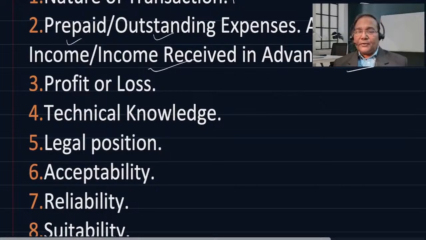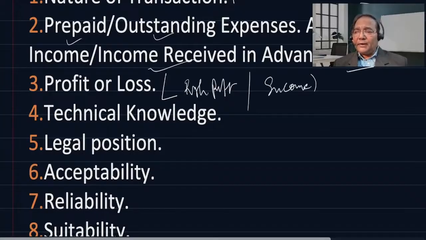Profit or loss. In this case, we get accurate profit in case of accrual basis. So right profit, whereas in case of cash basis, there is income, but it is not a correct or complete income, because that's the way it is recorded in case of a non-profit organization. Now, technical knowledge. More technical knowledge is required in case of accrual basis, but relatively less in cash basis.